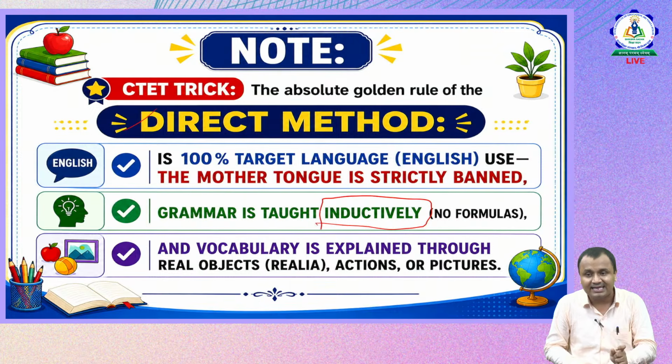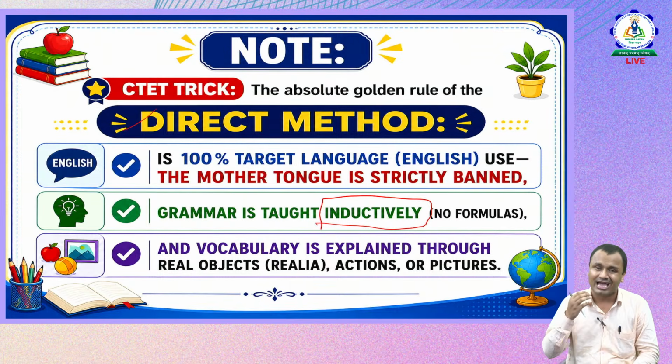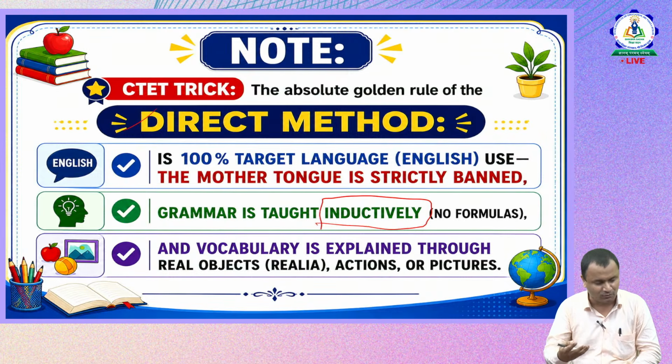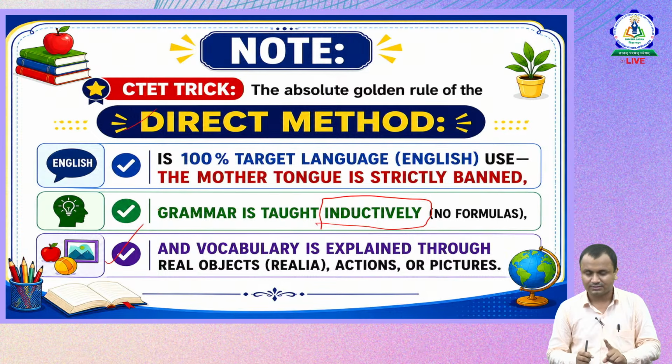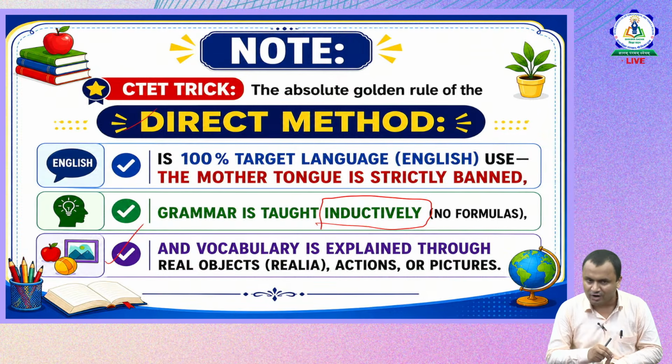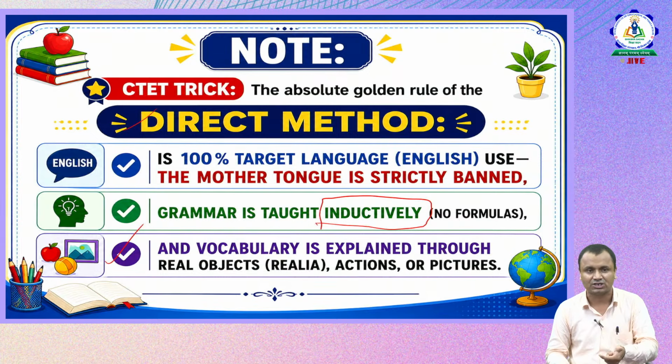Whereas when the vocabulary is explained through real objects or realia, or through actions, or through pictures or LTMs, we can say that the method is direct method. We have seen some of the tricks: 100% use of target language, no room for mother tongue, grammar is taught inductively, the vocabulary is explained through realia, real objects, actions and pictures. The answer is either direct method or the inductive way.